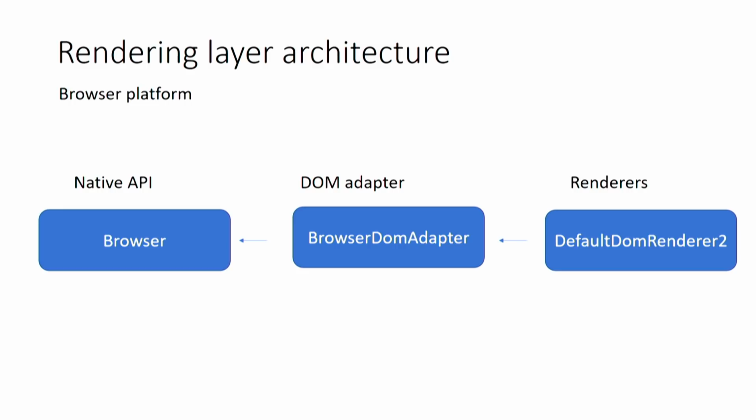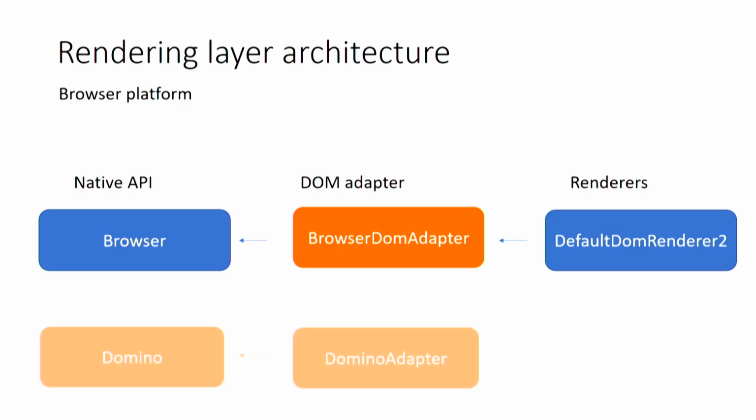So the three pieces is all there is to the architecture. And the two main pieces are the DOM adapter and renderers. So what is DOM adapter? DOM adapter serves as a linking layer between the platform, which in this case is browser, and the framework, which is renderers. Okay, and its implementation is always platform specific as well.